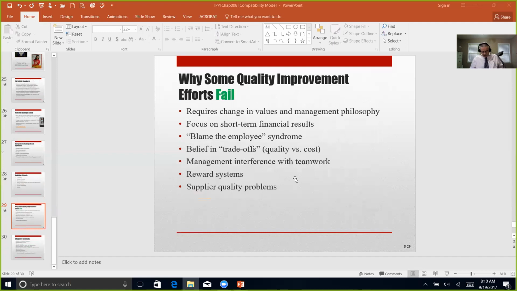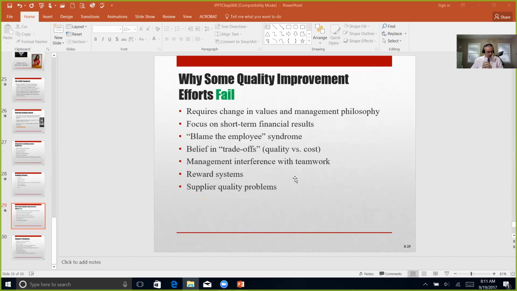Why do some organizations fail to improve efforts, or why do they fail at quality improvements? Some studies have indicated that less than 1/3 of companies have attained or are successful in obtaining significant results from their quality efforts. And some of the reasons, at the end of the day, begin with top management. Top management has got to recognize that to improve quality, it's got to change its values and its management philosophies, which we know is not going to be easy.